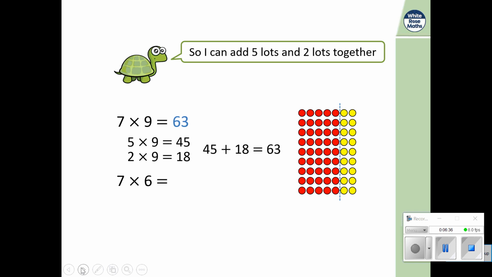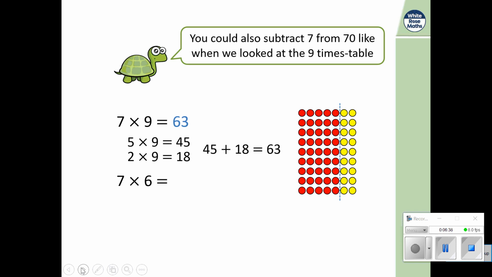Try with 7 times 6. Here we go. Oh, sorry. You could also subtract 7 from 70, like when we looked at the 9 times table. Yes, you could, because we know that 10 times 7 is 70. If we want 9 times 7, we take off 7, which is 63. Sorry, I had to think about what I was doing there.